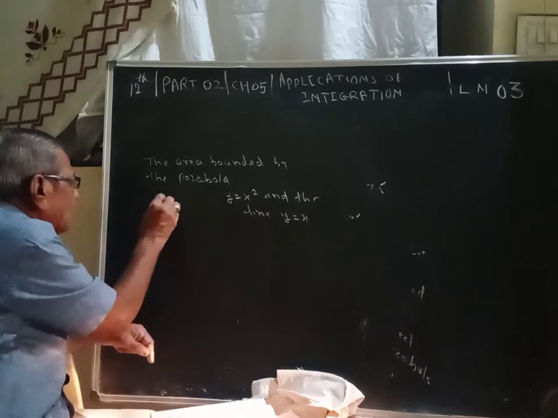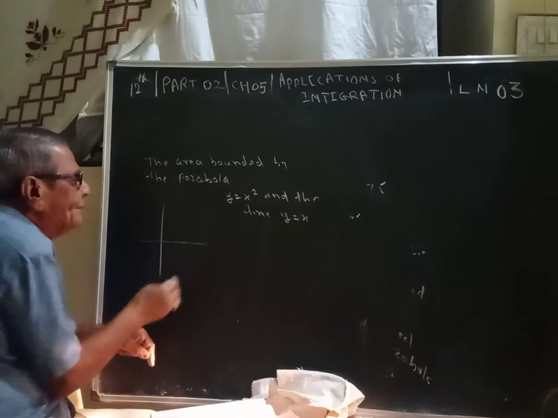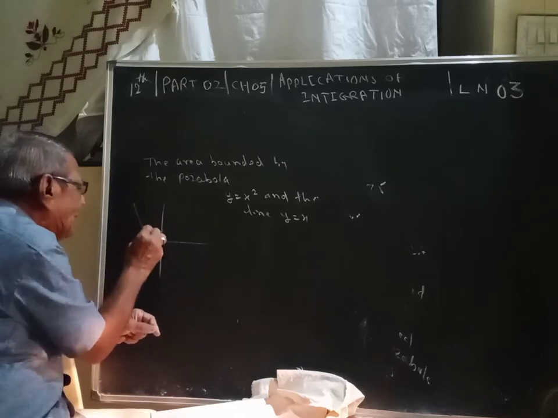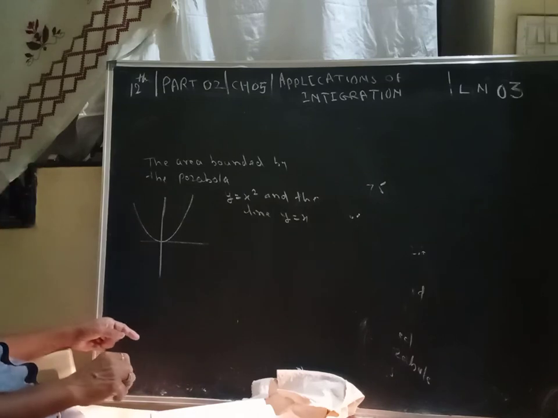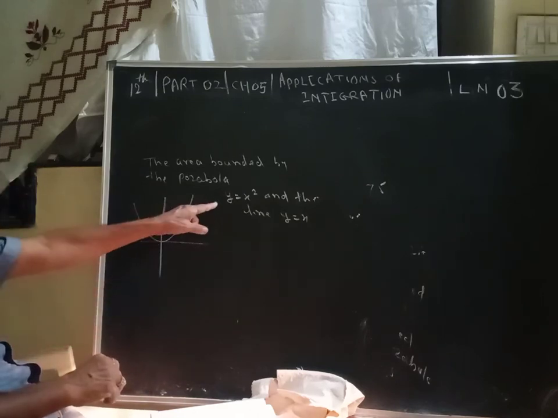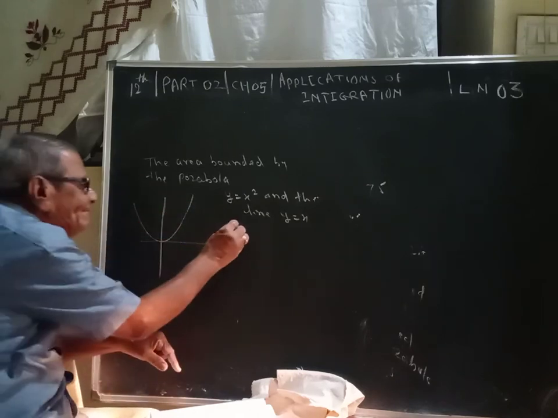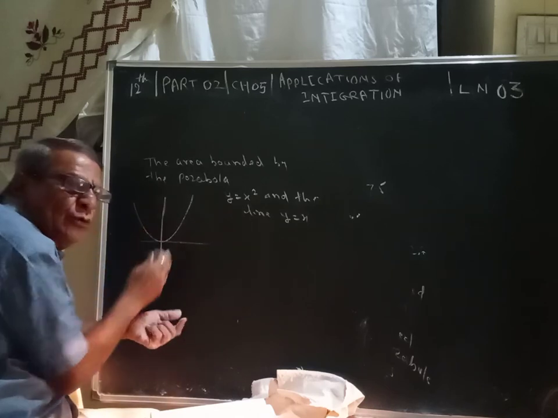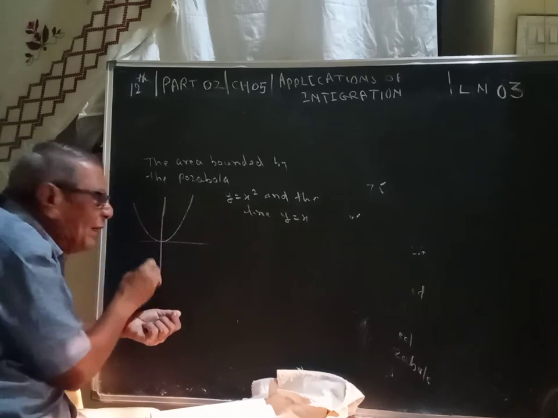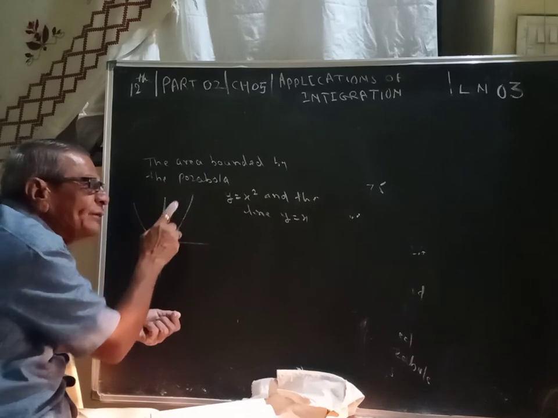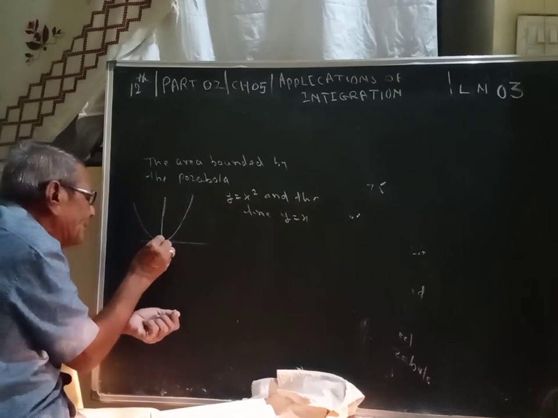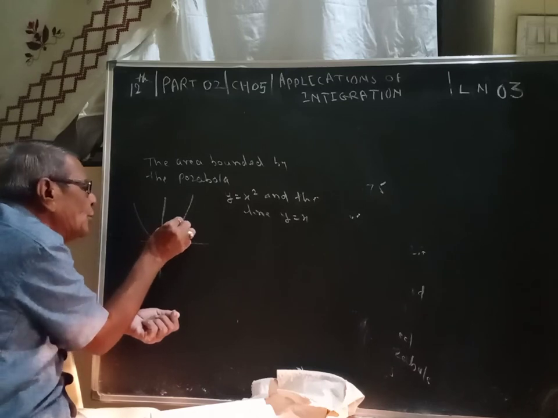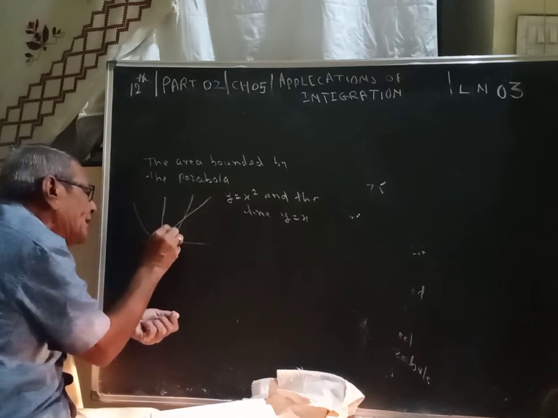आता या ठिकाणी बघा प्लीज, हा पॅराबोला x square is equal to y. X square is equal to y means for one value of y we are getting two values of x. So it has to be symmetrical and it is passing through the origin. And the line y is equal to x is passing through the origin. So this is the area.